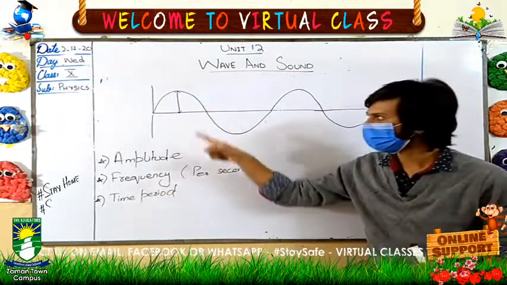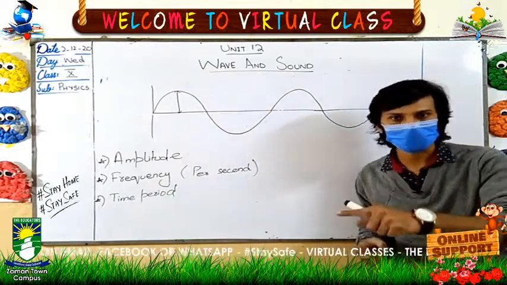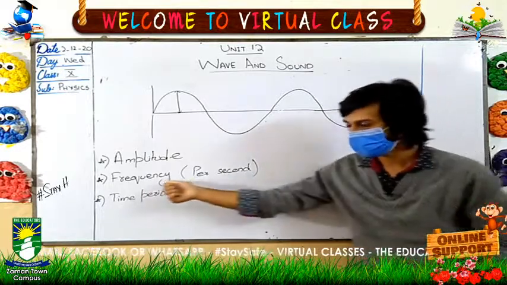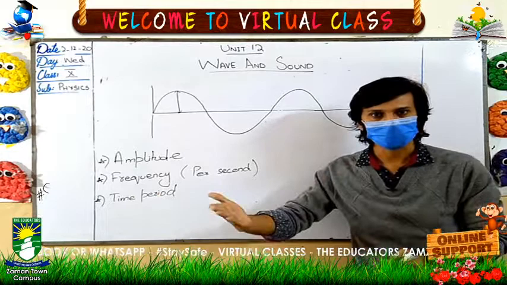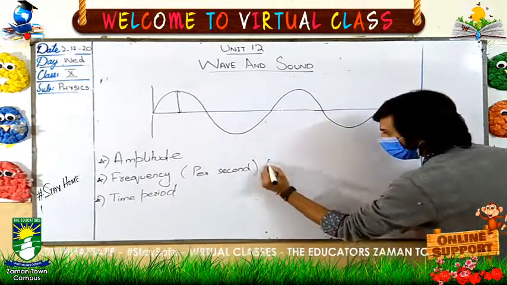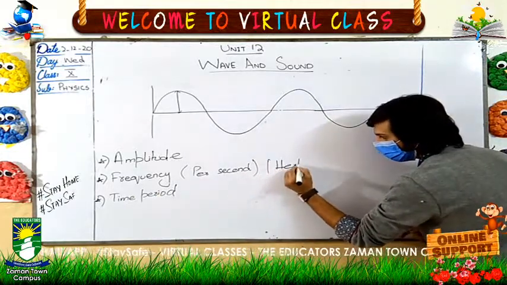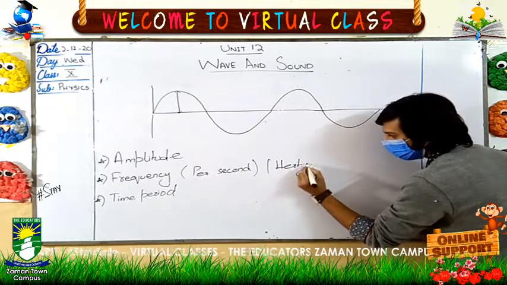So frequency is the number of cycles produced by a wave per second, and the unit of frequency is obviously cycles per second, or in other terms we can say it in hertz.